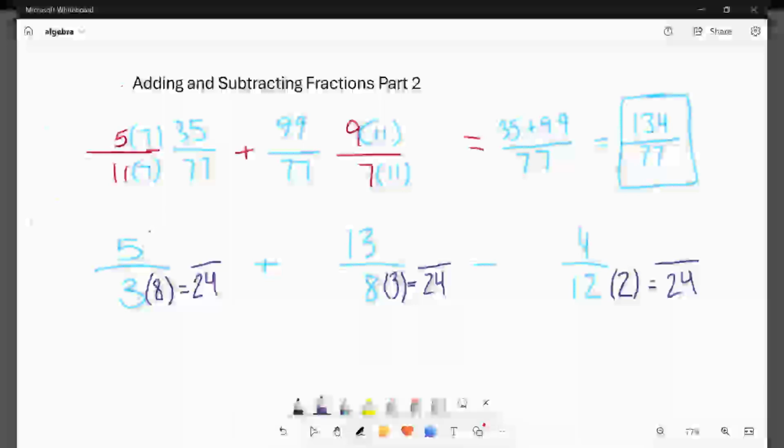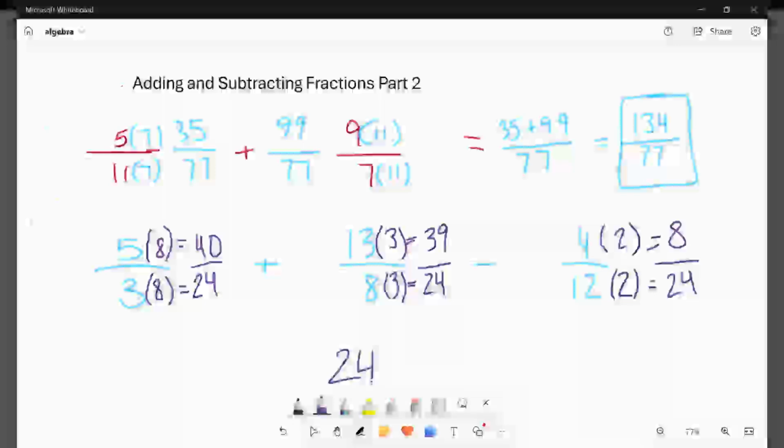But remember, ingrain it into your mind: if we multiply on the bottom, we have to multiply on the top too. We can't just multiply on the bottom. So 5 times 8 leaves us with 40. 13 times 3, right? This one was multiplied by 3 on the bottom, so 3 on the top leaves us with 39. And finally, multiplied by 2 on the bottom, so we multiply by 2 on the top: 8 over 24.